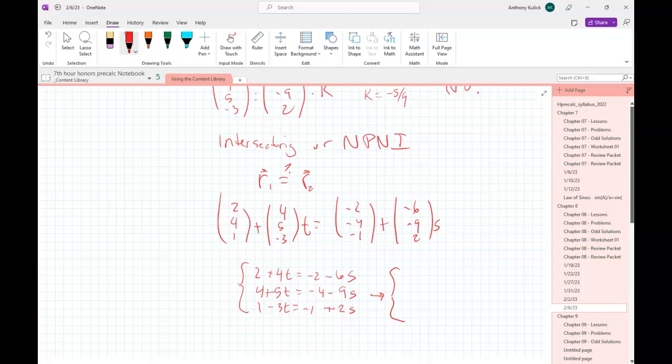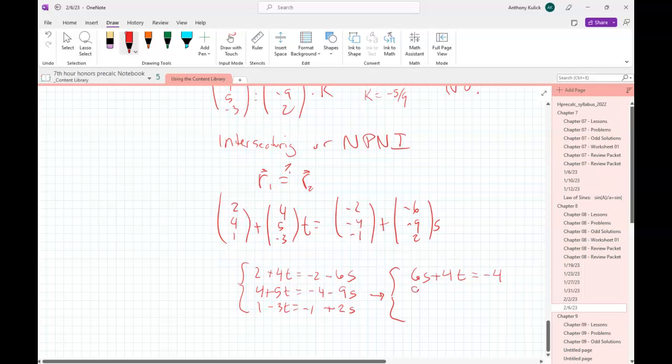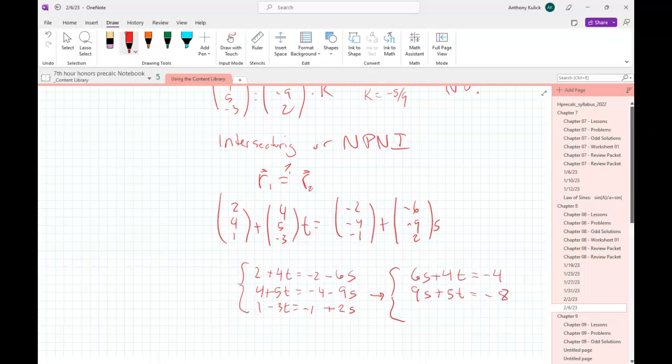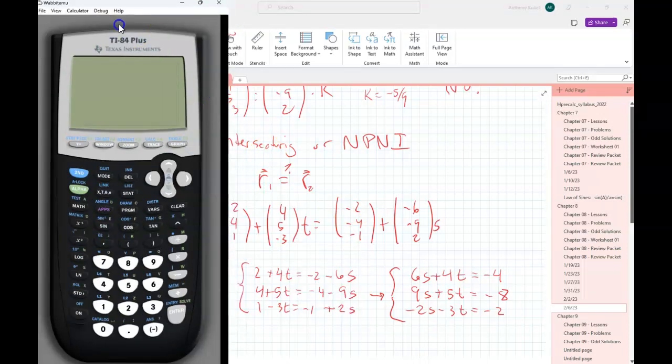All right. Now I'm going to get this in a format where I can solve this system with my calculator. So I'm going to add 6s over to the left side and subtract 2 over to the right side, and then do the same thing with the second equation and the third equation. Now I'm going to solve that system with my calculator.